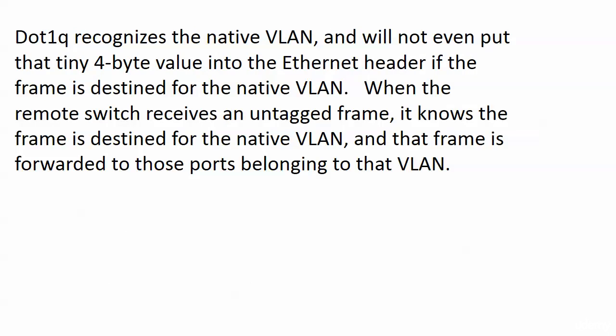Now, .1q recognizes the native VLAN, but what happens when it does? Well, when .1q sees that a frame is destined for the native VLAN, and the two switches need to agree on what the native VLAN is, what number it is, then .1q won't even put that little 4-byte value into the Ethernet header. It's just going to send the frame totally untagged. When the remote switch receives an untagged frame, it says, oh, okay, I know this frame is destined for the native VLAN, and the frame is then forwarded accordingly. That's why the switches have to agree on the native VLAN, because otherwise that wouldn't even work.